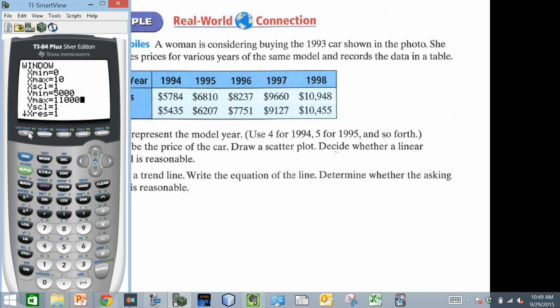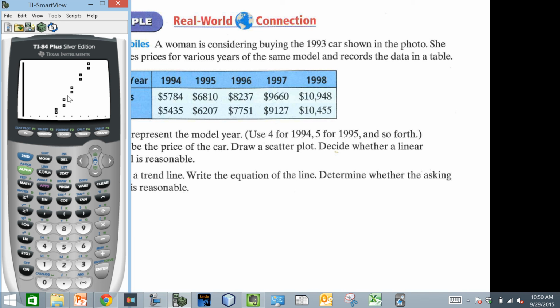But at this point, now I'm going to go into my y equals. I'm going to clear off any equations and turn on plot 1. Plot 1 is for scatter plots. I'm going to hit enter and hit graph, and there we go. There's all of our dots graphed. All right, there's our scatter plot.